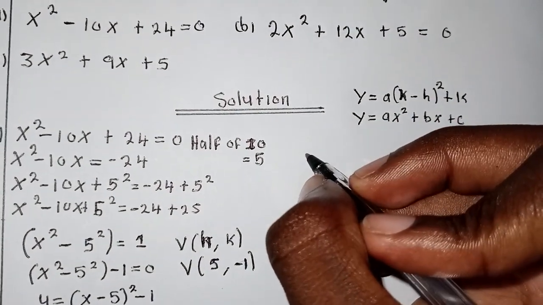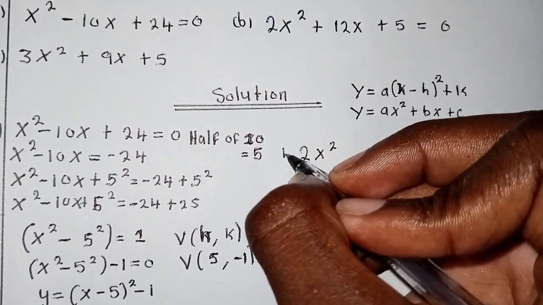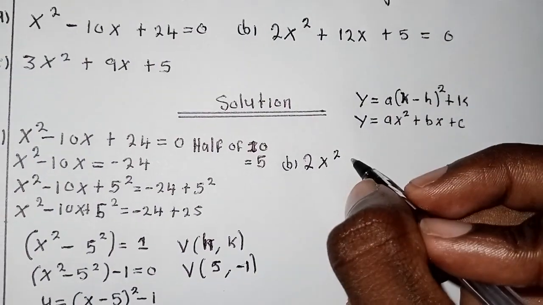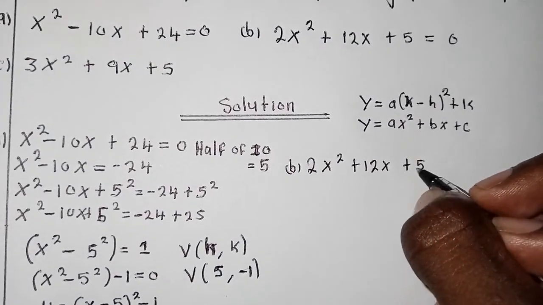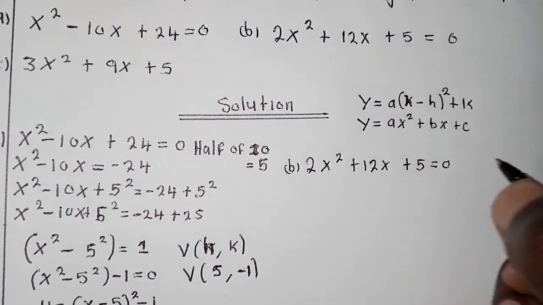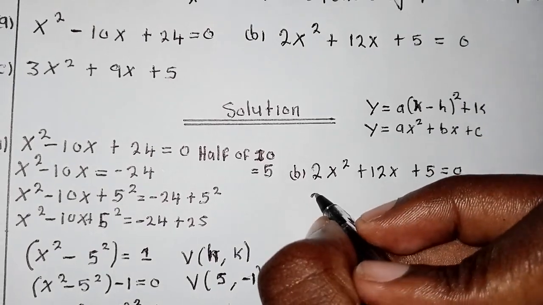So of course B is saying we have 2 x to the power 2 plus 12x plus 5 equals 0. Of course, the first thing we do is to take this guy to the other side.